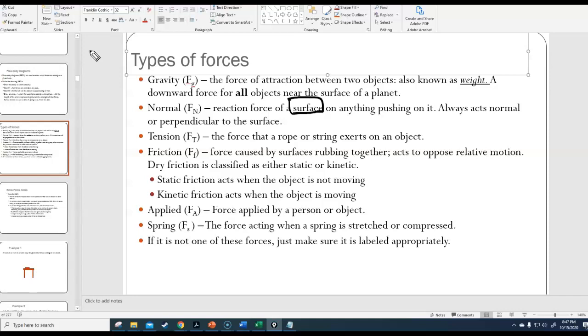Okay, next we have tension. Ft, the force that a rope or string exerts on an object. As you're taking these notes, by the way, I'm telling you these things so that you have a basis for using context clues in a problem.